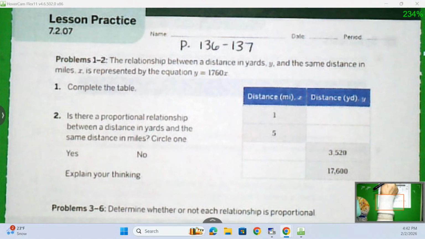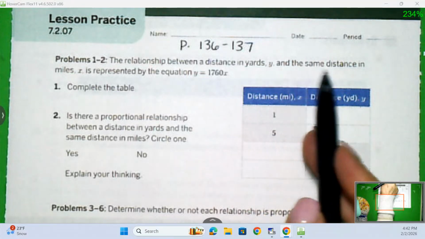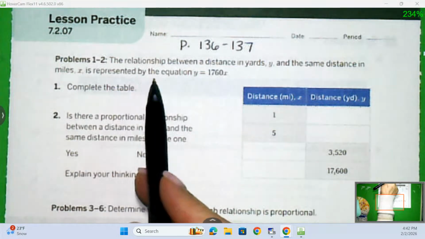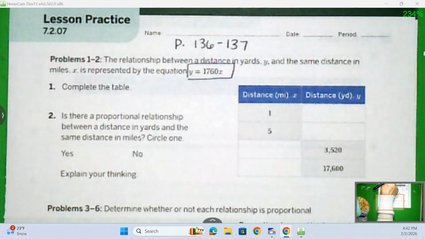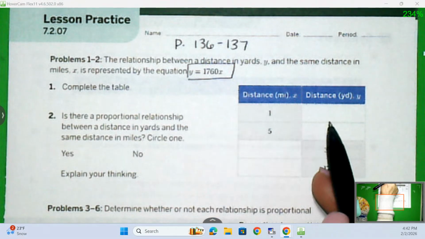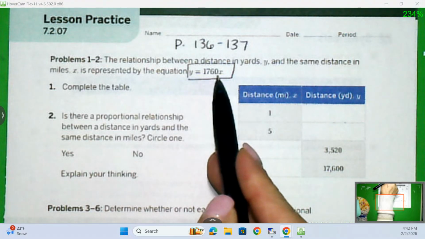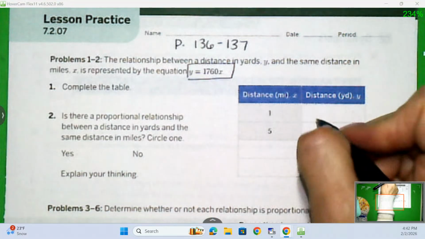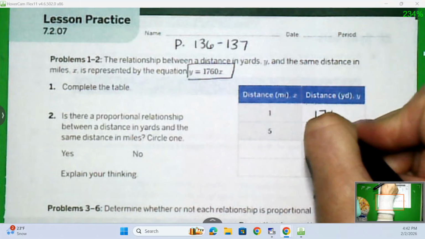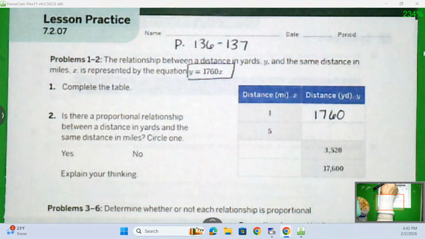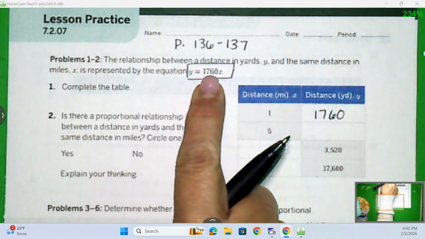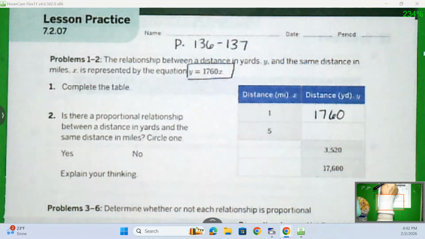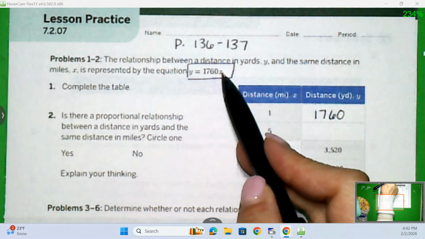The relationship between a distance in yards, y, and the same distance in miles, x, is represented by the equation y equals 1,760x. Complete the table. So we're going to use this formula to complete our table. If x is 1, we just multiply that by 1, and 1 times anything is the other number. Okay, if x is 5, we're going to replace x with 5 here. So we're going to do 1,760 times 5. Excuse me, that's multiplication.